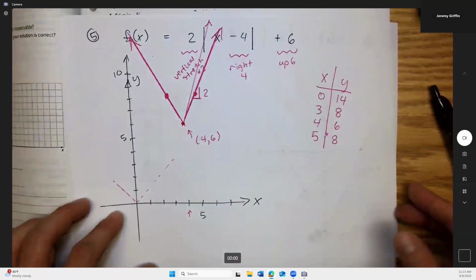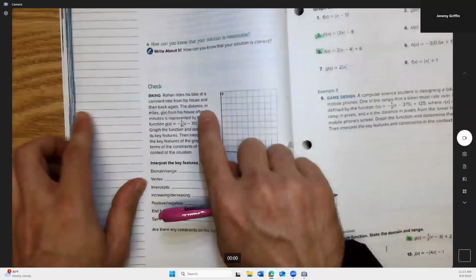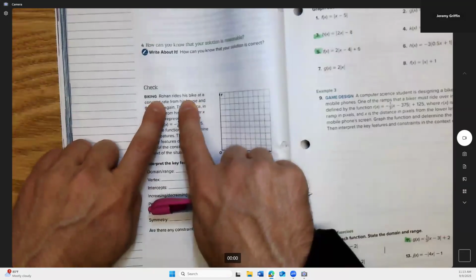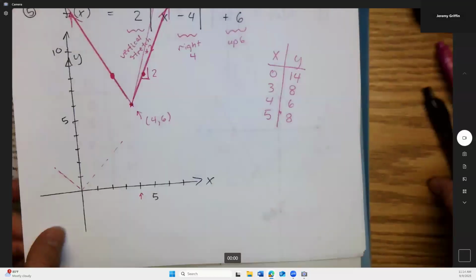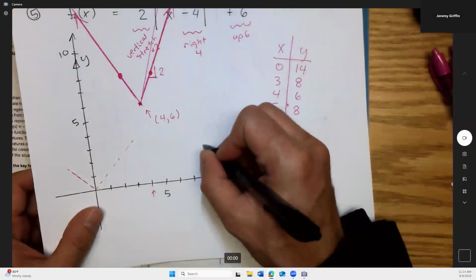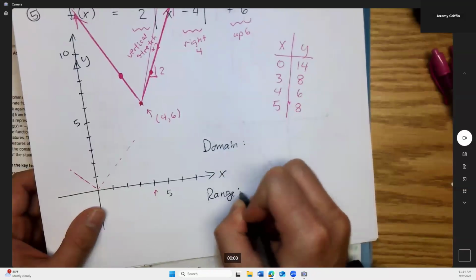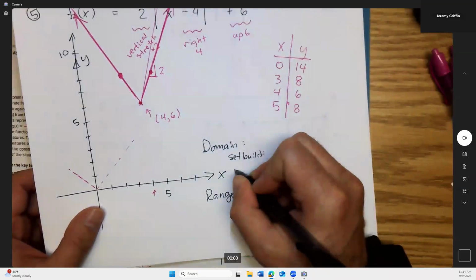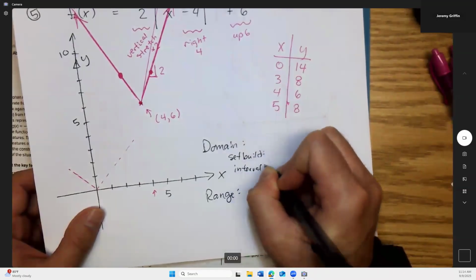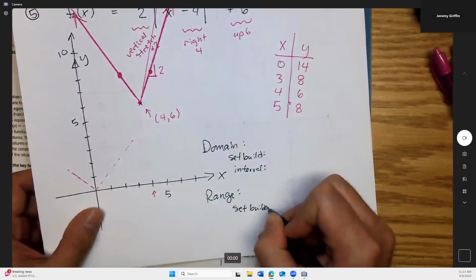All right. Let's do these word questions. How about here? I haven't done this one yet today. Let's do biking. You see Rohan here is riding his bike. One more thing. I forgot. Let's do domain and range because we need more practice on those. Let's do domain, and range. We'll do set builder and interval, and the same thing for range.